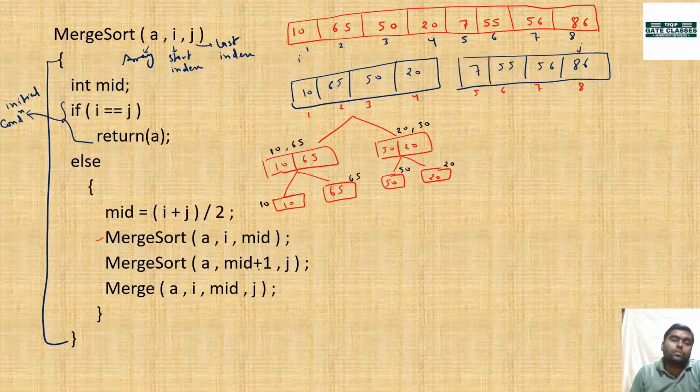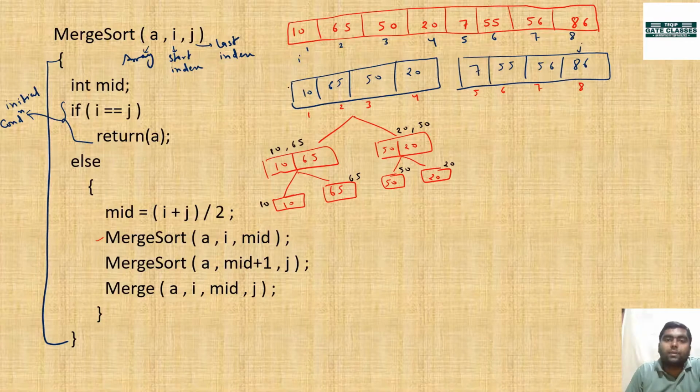So what is going on here? This merge procedure plays an important role. This is merging the two sorted lists. I will explain in the next slide how the merge procedure will actually work. The merge procedure will always take two sorted lists. Okay, I will explain, don't worry.